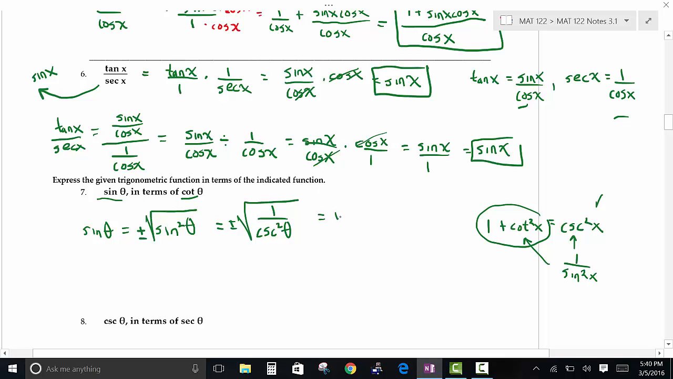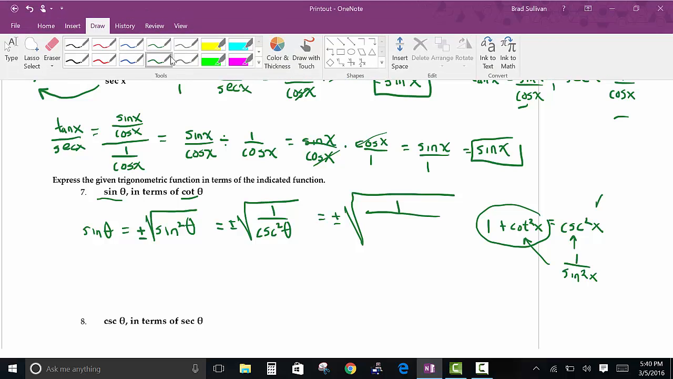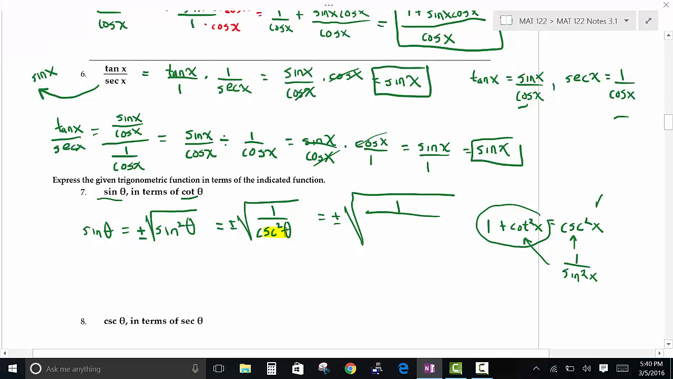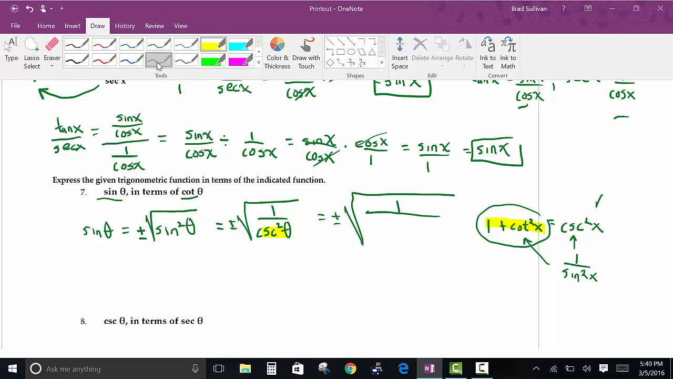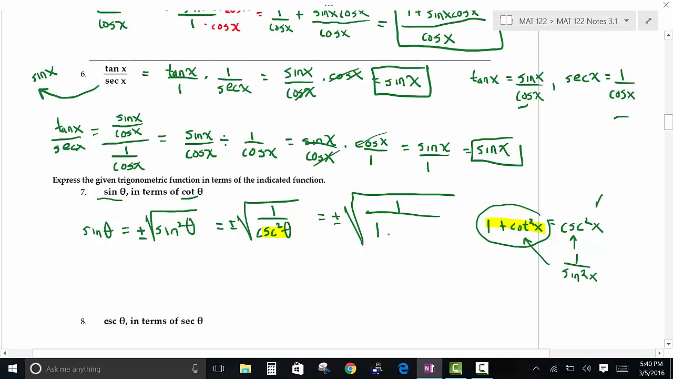Okay, so now what I'm going to do is write this as plus or minus, and I'm going to do a substitution. I'm going to leave the 1 the way it is, and I'm going to do a real simple trig substitution. We know that cosecant squared is equal to 1 plus cotangent squared from the Pythagorean identity. So I'm going to replace this with 1 plus cotangent squared theta. And see, by doing that, I have changed this into an expression that just has a cotangent.